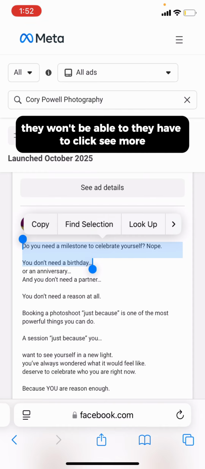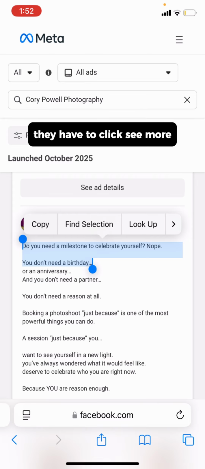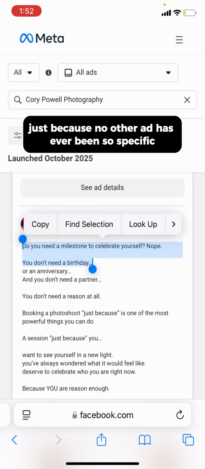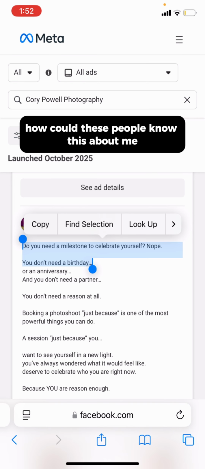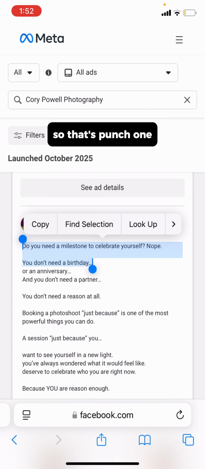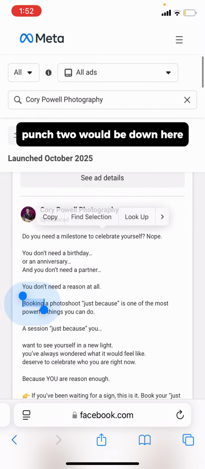They have to click see more. That's how good we can do these see more headlines. They have to click see more, even if they want to keep scrolling, just because no other ad has ever been so specific to what they've been saying in their brain. They're like, how could these people know this about me? So that's punch one. Punch two would be down here.